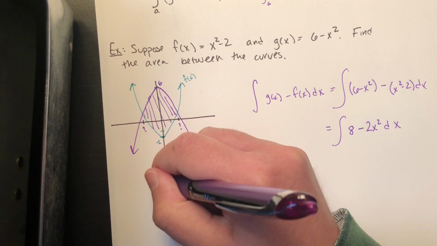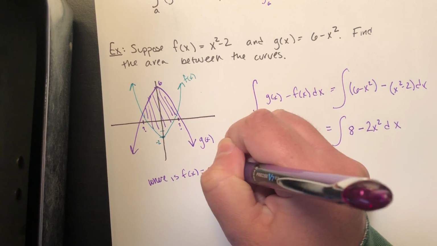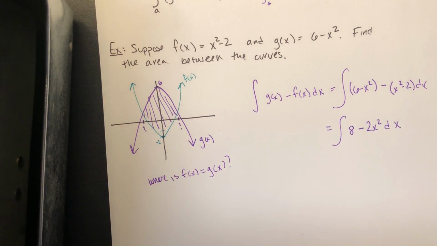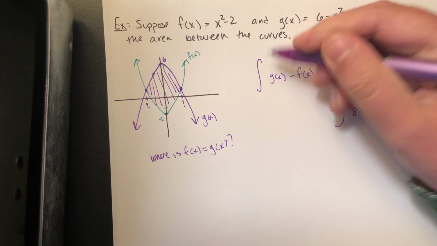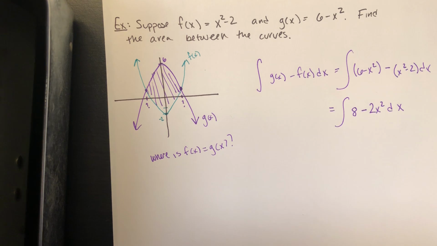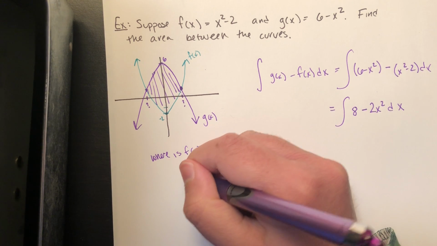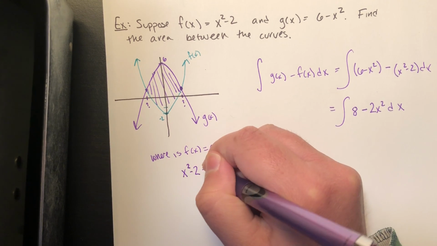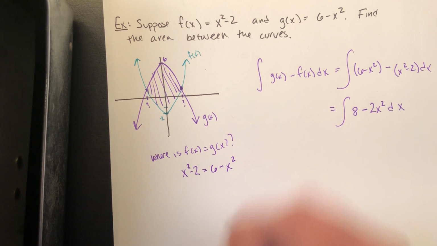So in other words, where is f of x equal to g of x? If we know that, then we'll know exactly where these curves intersect. And for those x values, those are going to be the bounds on your integral. So I just need to take my function f of x and set it equal to g of x and solve. When is x squared minus 2 equal to 6 minus x squared?